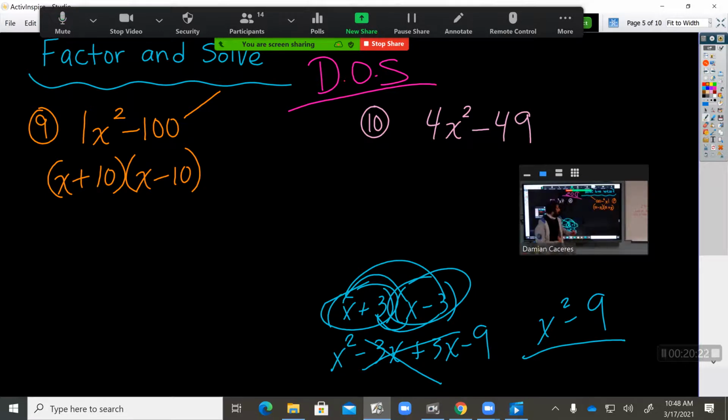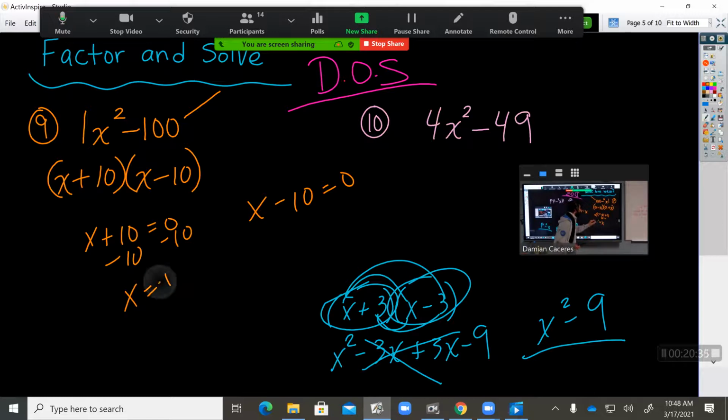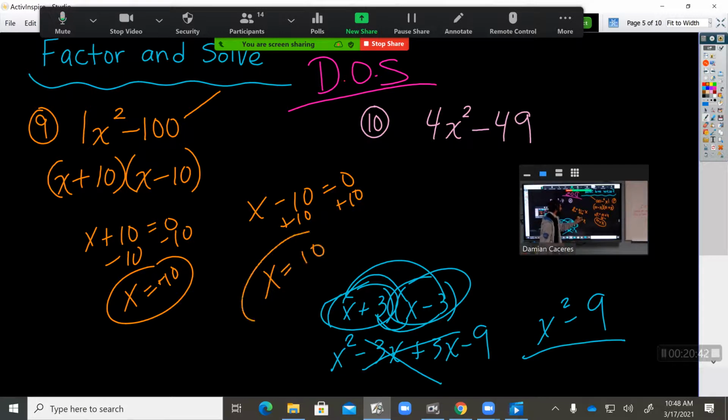It's the same thing. Now, if you make each one of these equal to 0 and solve it, so x plus 10 equals 0, x minus 10 equals 0. If you solve this, you get x equals negative 10. If you solve this one, you get x equals positive 10. We just factored and solved. That just means that you will touch the x-axis on those two spots.